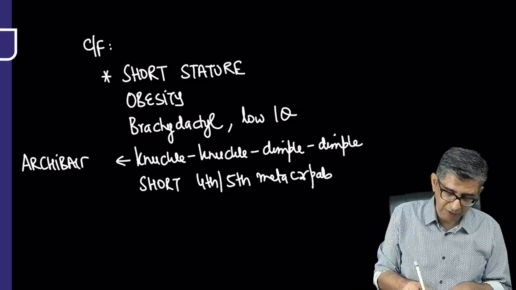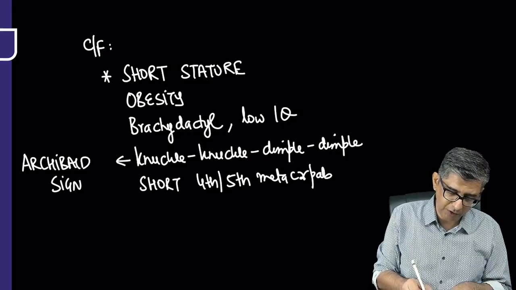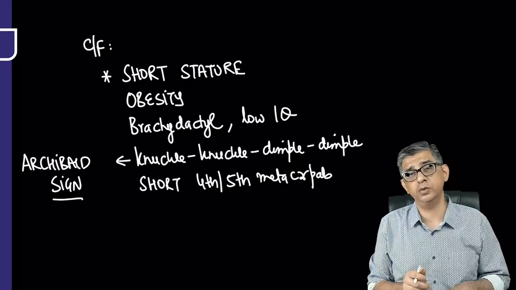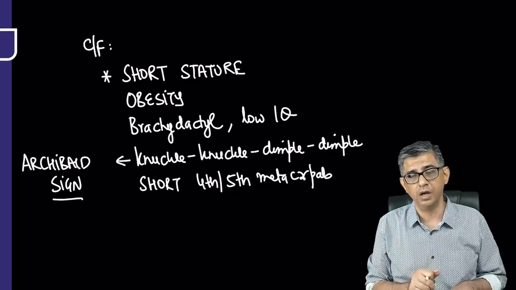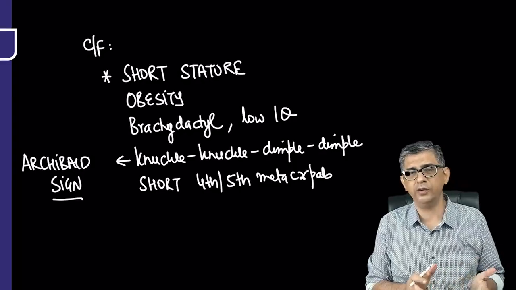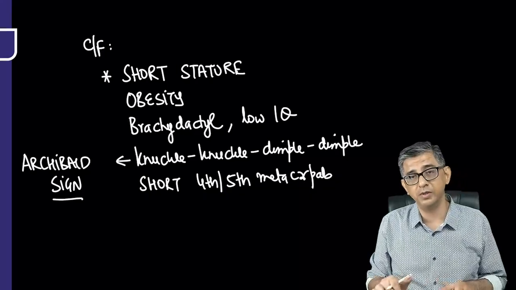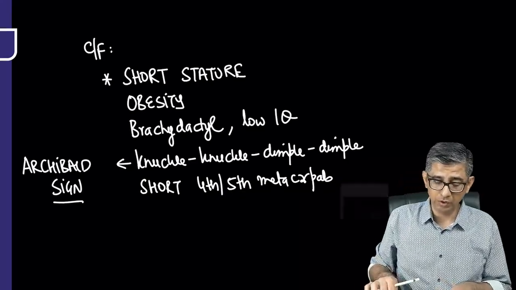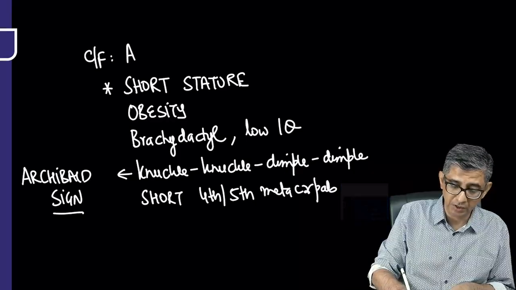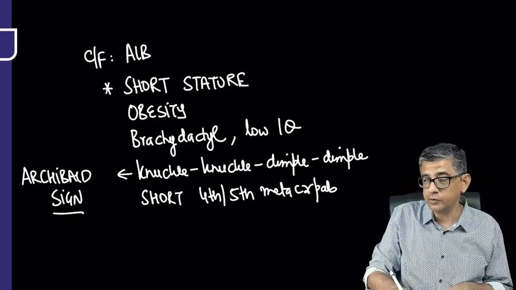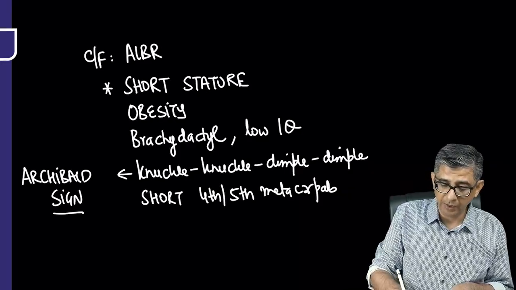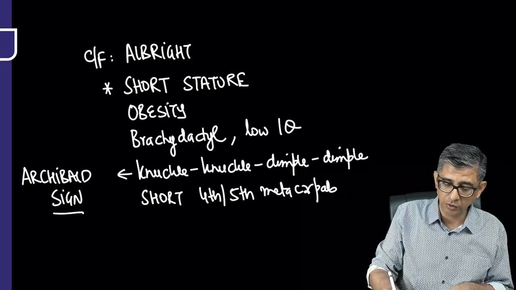So you can differentiate this condition easily from nutritional rickets, because in nutritional rickets also a child would have short stature and the weight may be a little on the higher side, a chubby kid, but you would not have this knuckle dimple sign. The term that they use in the textbook for this condition, since this is genetically acquired and comes from the mother's side, is Albright hereditary osteodystrophy.